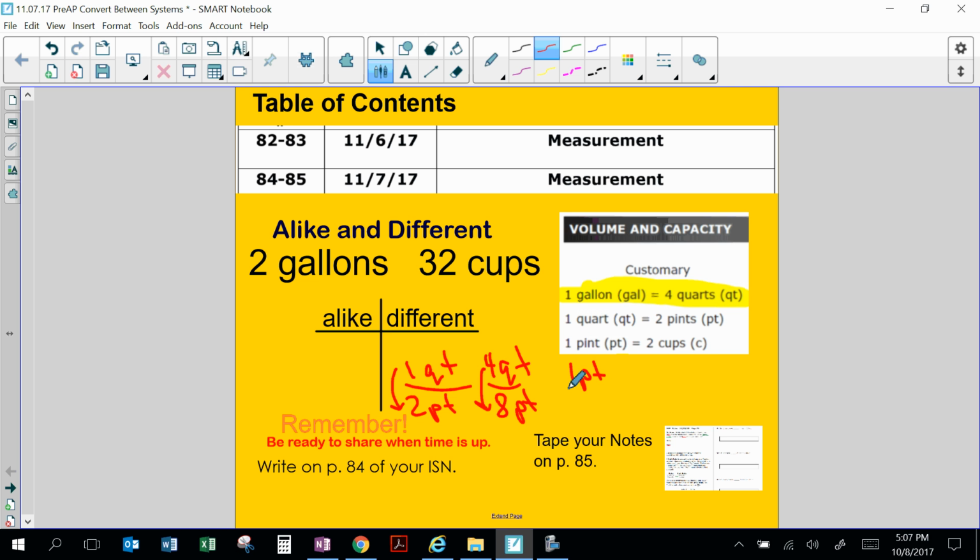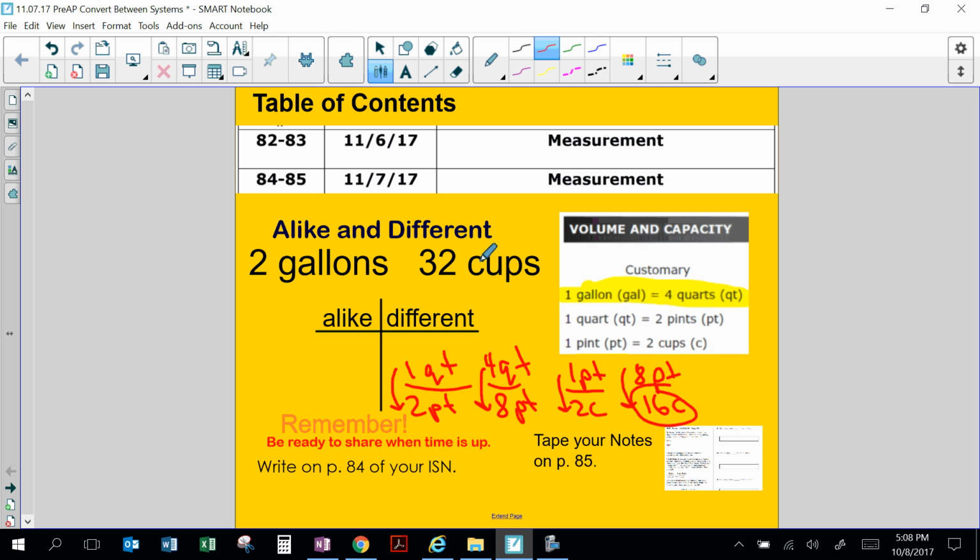And each pint has 2 cups. So 1 pint makes 2 cups, and you have 8 pints. That's like saying you have 16 cups. So a gallon has 16 cups. So 2 gallons, 32. Hey, they're the same. They hold the same amount of liquid. 2 gallons is 32 cups.